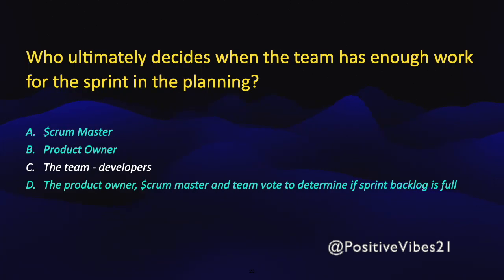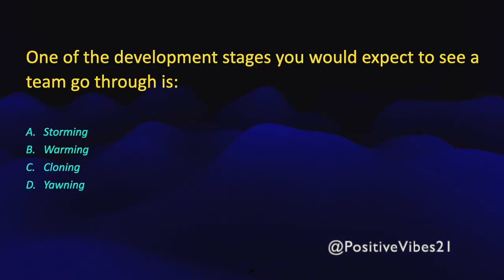Let's look at the correct answer. It is the team, of course, developers, right? They will decide as a team how much work they can take up in the sprint planning. Obviously, the product owner can prioritize the stories, saying this is something I want on top priority, and accordingly he can decide the priority of the items. But the amount of work can be decided by the team. Yeah. Let's move on.